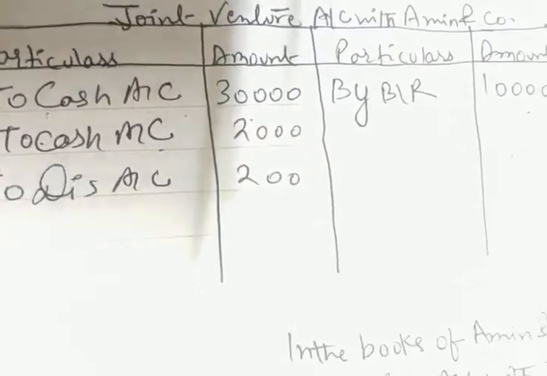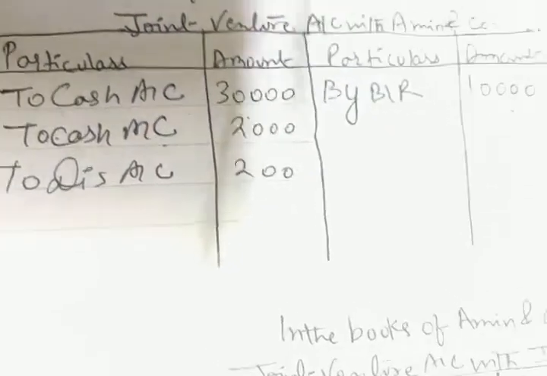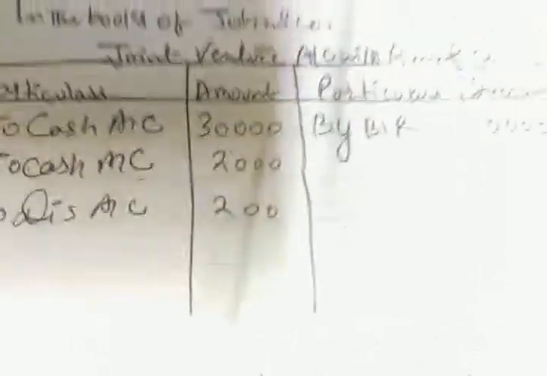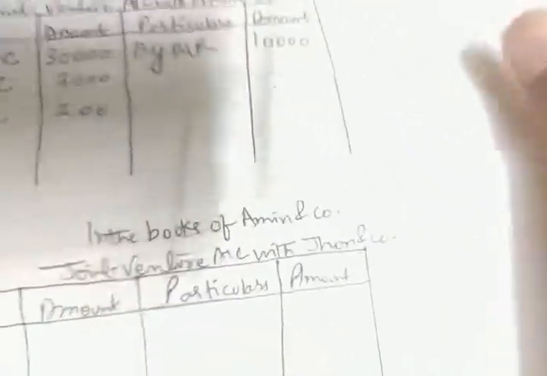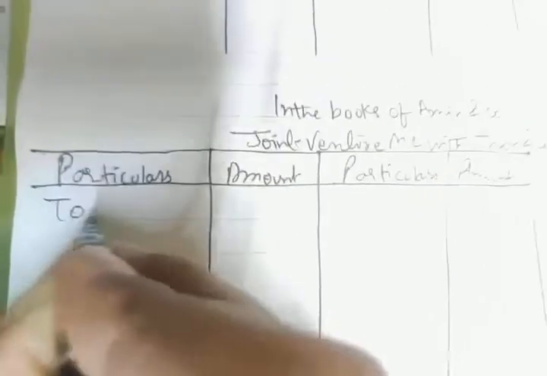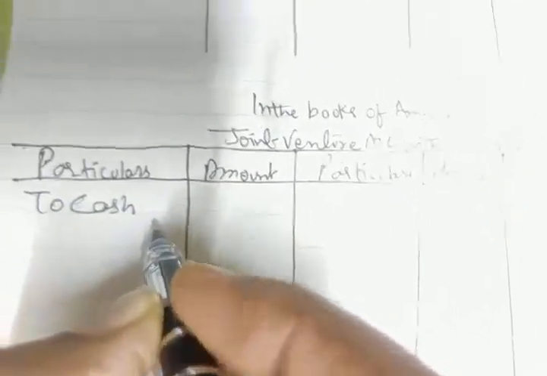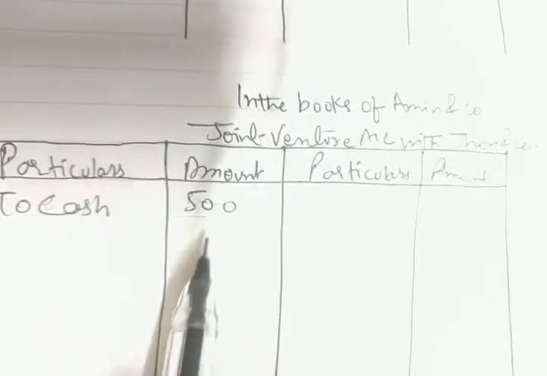Then the further information is given: Amin and company paid rupees 5,000 for cartage and godown rent. Let it be here, half only. Let's move to the next account, that is in the books of Amin and company, where they are saying they have paid rupees 5,000 towards the cartage and godown rent. So again in his book, Amin is doing the expense, so to cash 5,000.